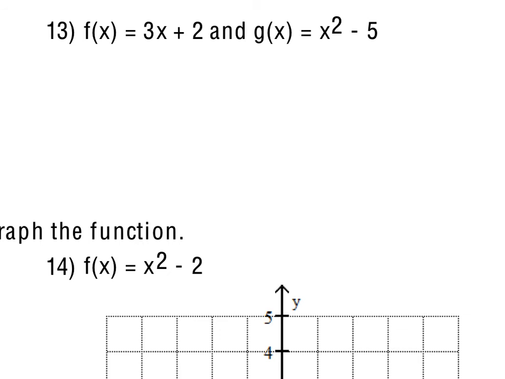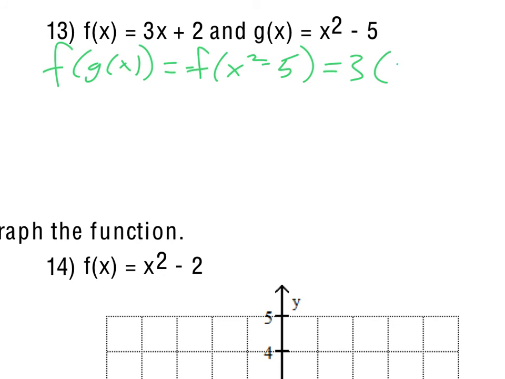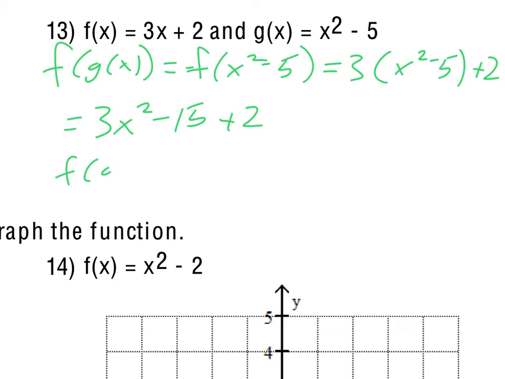For number 13, we're still looking for f of g of x. So g of x is x squared minus 5, so I'm looking for f of x squared minus 5. So I replace my x in my function f with x squared minus 5, so 3 times (x squared minus 5) plus 2. I distribute my 3, I get 3x squared minus 15 plus 2, and so I end up with f of g of x equals 3x squared minus 13. So that's what we're looking at for number 13.